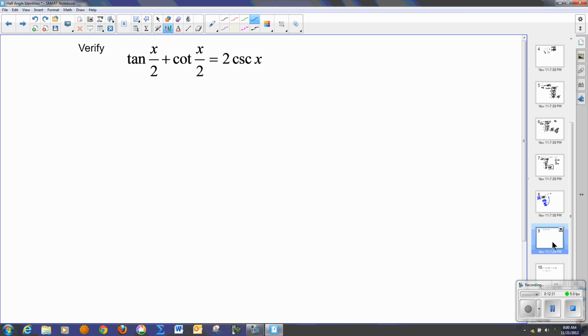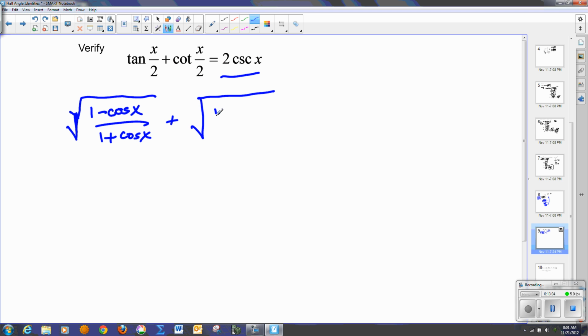This one looks a lot more complicated because I have a tangent and a cotangent half angle identity, but luckily the right side's not very complicated. That's just 2 over sine. So that's what I'm going to go for. So in this case I have, for the tangent of x over 2, probably need a bigger root, I have the radical of 1 minus cosine of x over 1 plus cosine of x. Going to add that to the reciprocal of that, which is the radical of 1 plus cosine of x over 1 minus cosine of x.